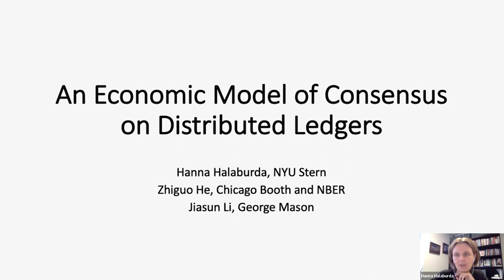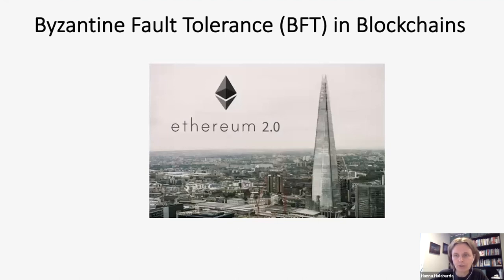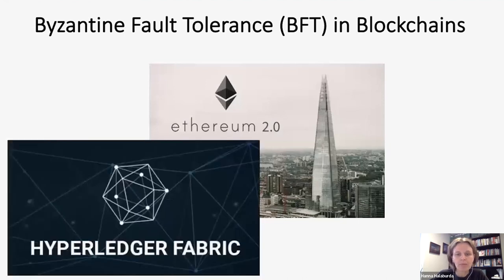Hey. So thank you very much for the invitation to present and discuss our research. This is a joint research with Jiasun Li here and also with Jigao He from Chicago School of Business. And this research was inspired by the observation that a lot of modern blockchains, blockchains after the proof of work, initial Nakamoto's blockchains, many of them are using Byzantine fault tolerance as the backbone of their consensus protocol. So this would be true for Ethereum 2.0, Hyperledger Fabric, Tendermint, recently rebranded to Ignite. But we see many more.